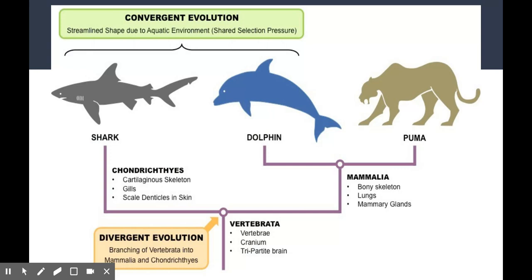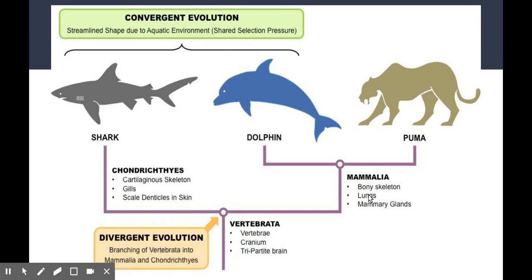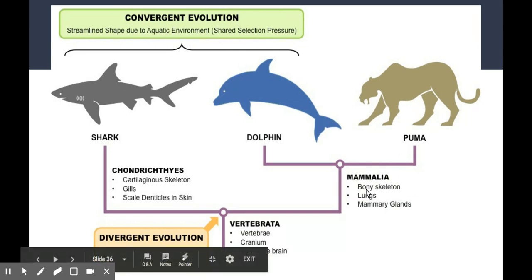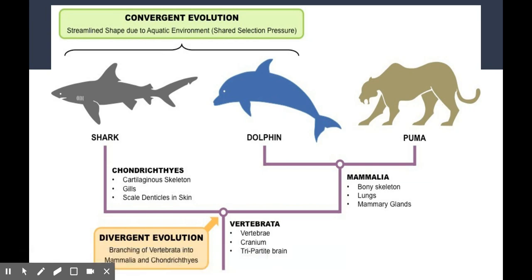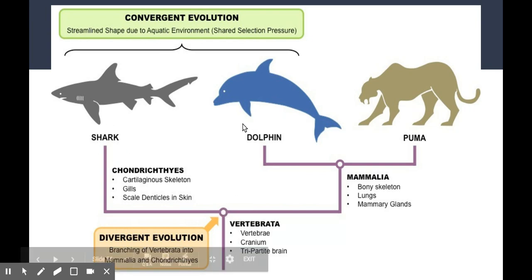A concrete example of this that we can point to, if we look right here at your vertebrates, vertebrates split so that we have our mammals over on this side, which is where we would also find humans, in addition to the puma and dolphins. And then you have your sharks over here. Now, this is where your vertebrates split.